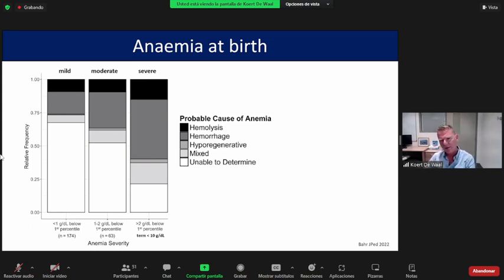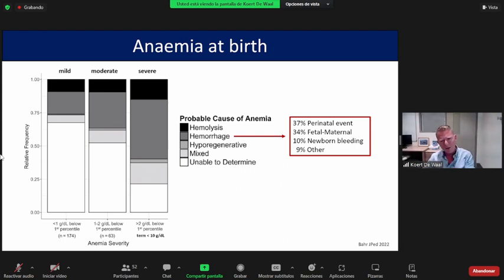And they classified them according to the probable cause of this anemia. As you can see, hemolysis is the black bar on the top, which increases in the more severe kinds. But the biggest one which increases is actually hemorrhage. Then there's hyporegenerative, mixed, and also unable to determine, which was quite commonly mentioned, particularly in the mild anemia forms.